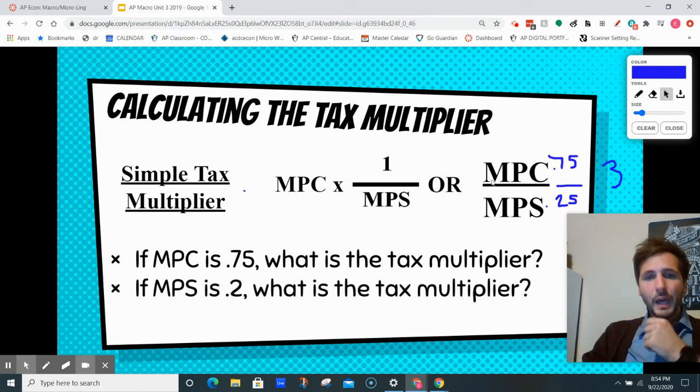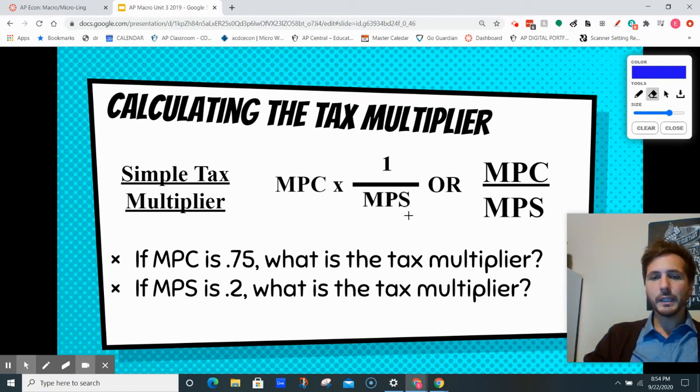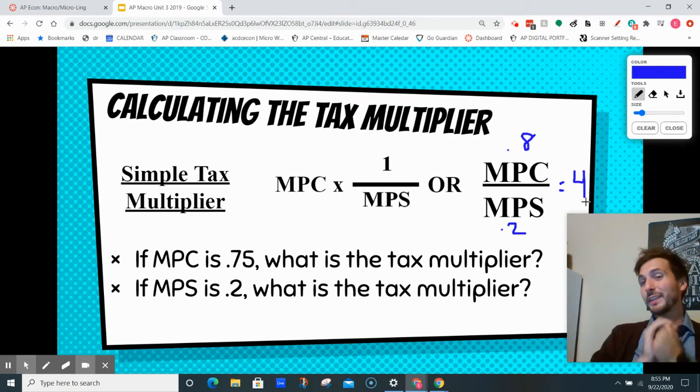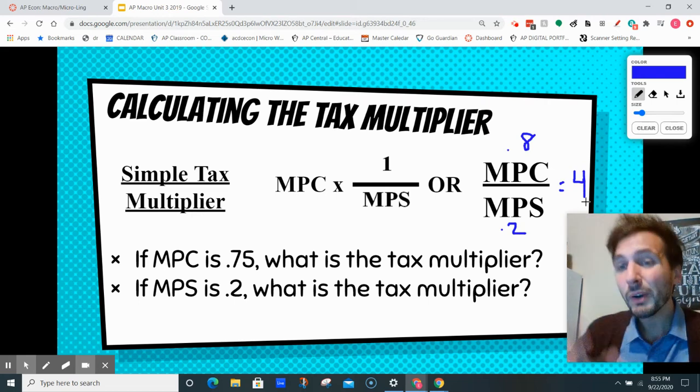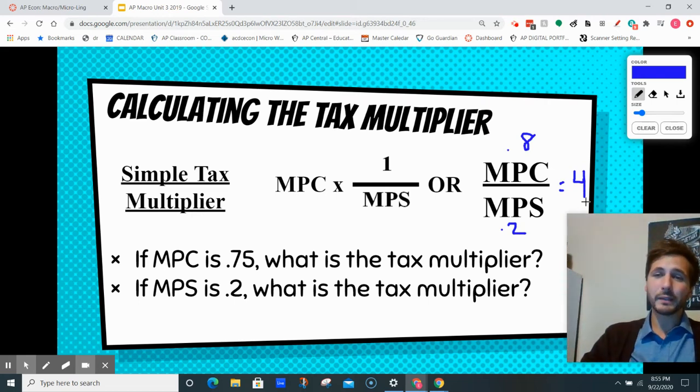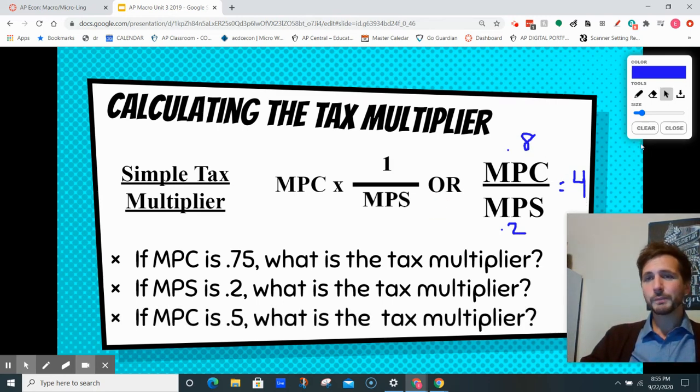Okay. Let's say the MPS is 0.2. What's MPC got to be? You got it. 0.8. 0.8 divided by 0.2 gives me a tax multiplier of 4. In other words, if I decrease taxes by 100 billion, it will have a $400 billion impact on GDP. Okay, hopefully you're starting to see how this works.